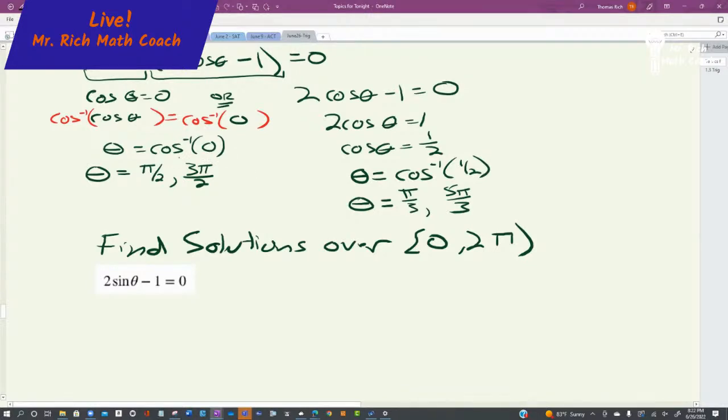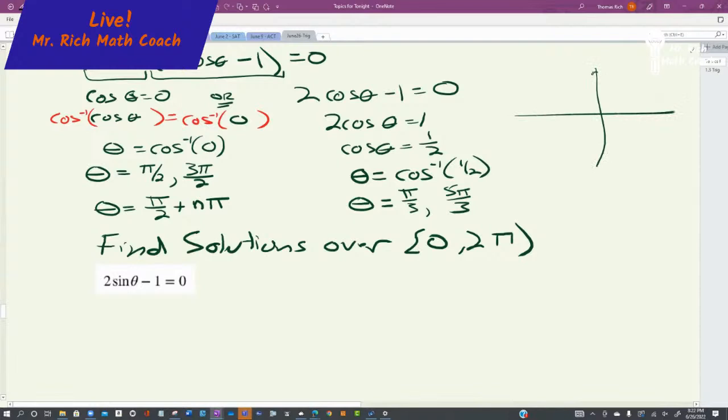But since I want to give all answers, I'm going to use multiples, using a multiplier of n as an integer. This means that pi over 2 and 3 pi over 2, and the next one is going to be at pi over 2 plus 2 pi. So this solution here is going to be pi over 2 plus all multiples of pi, or 180 degrees. That's why I went from pi over 2 to 3 pi over 2.